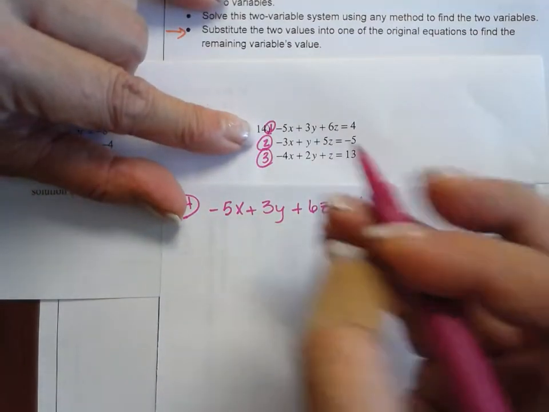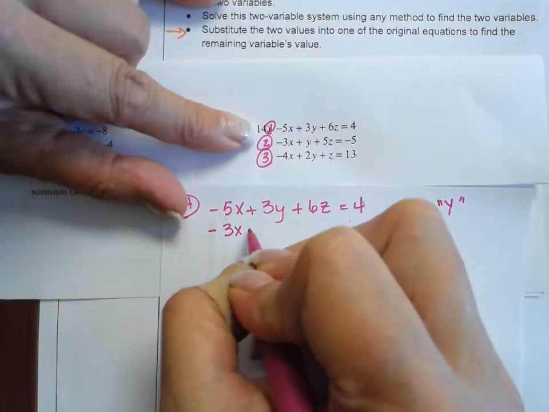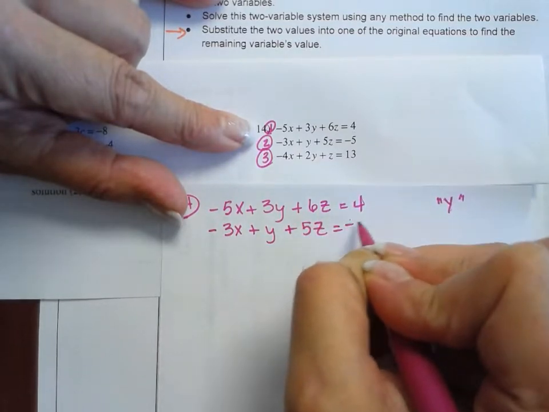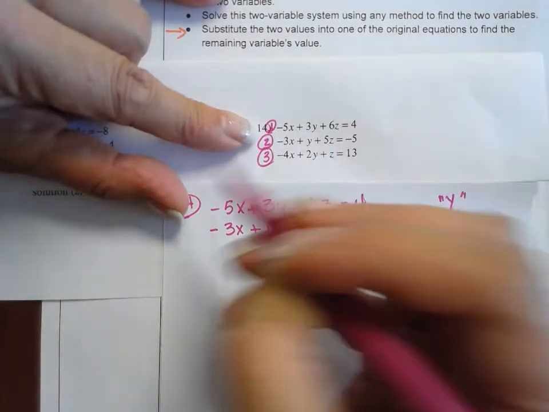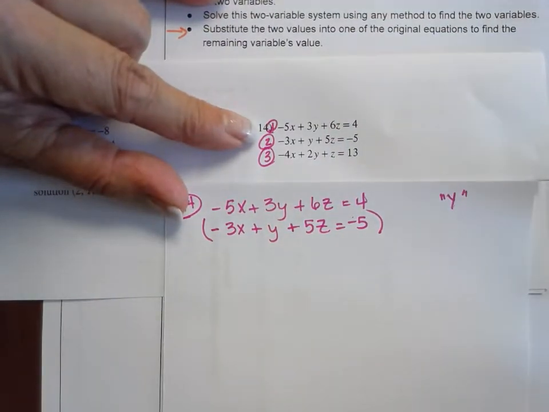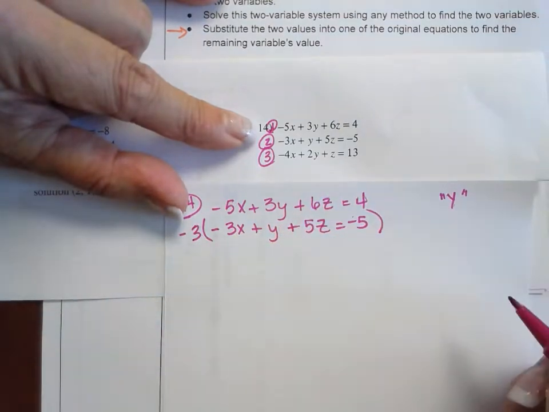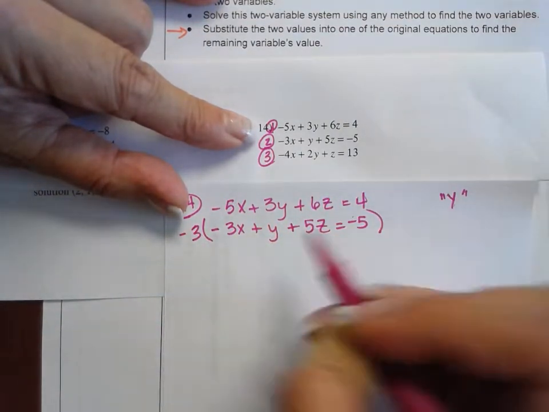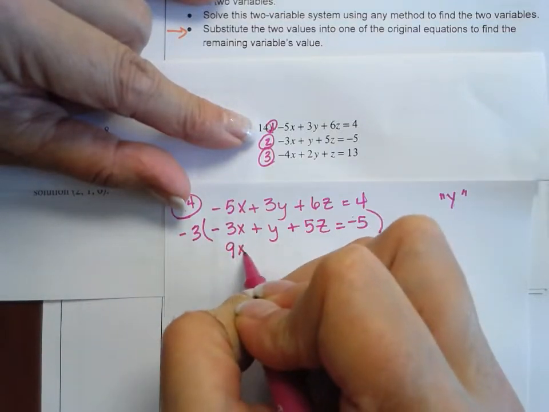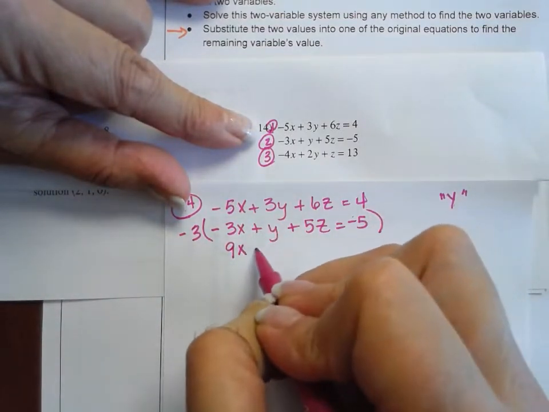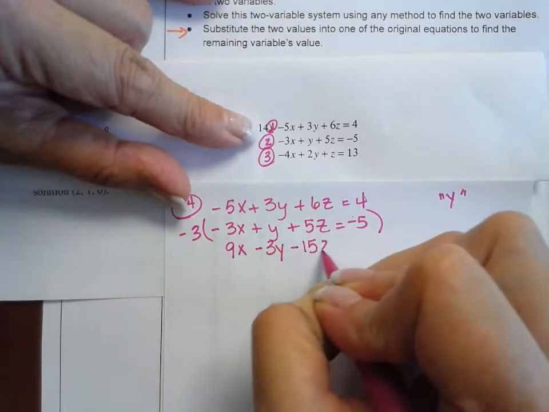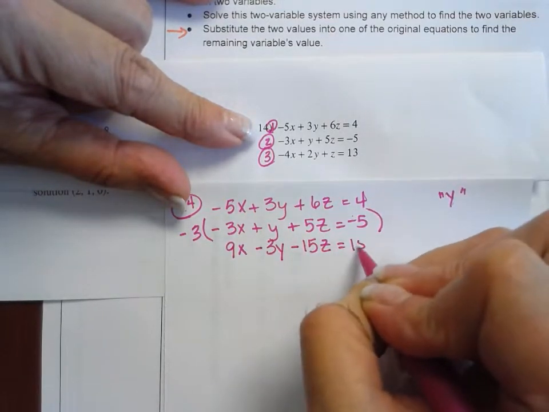All right. And then if I say 2, well, I would need to multiply it by what? 3. Let's do a -3. Okay, so that's going to make this 9x. This one's going to be -3y, -15z, and is equal to 15.